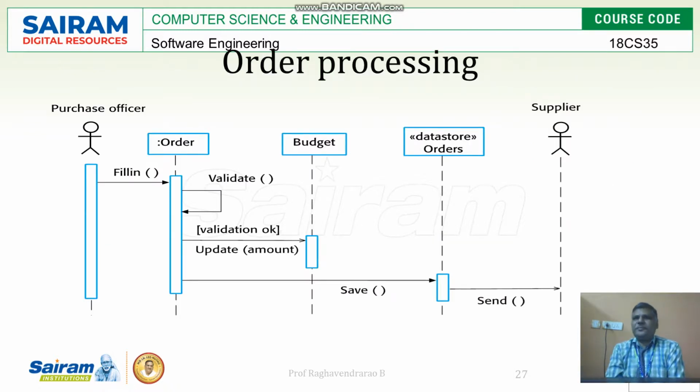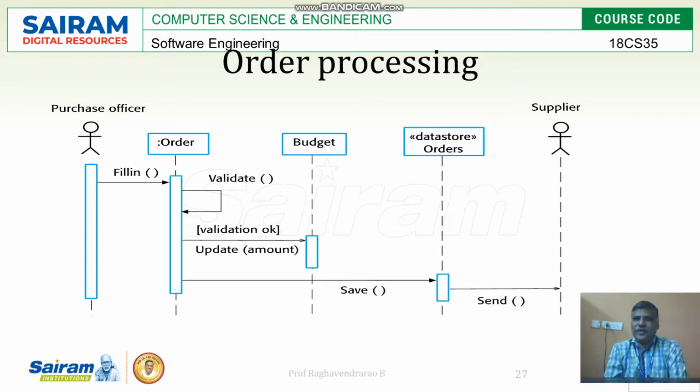This is another way of representing the data, that is the sequence diagram. This is an example of order processing. Now you see there is a purchase officer, and the objects are there: order, budget, and the database where orders are stored, then the supplier. So two people are going to be present here, one is the purchase officer and the other is the supplier.